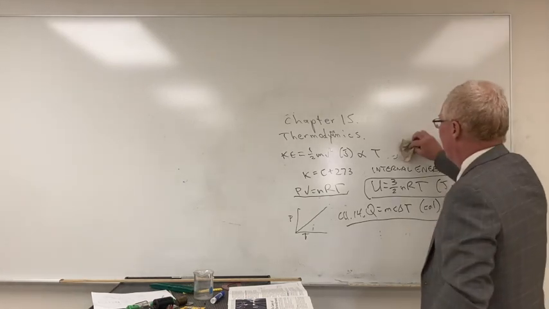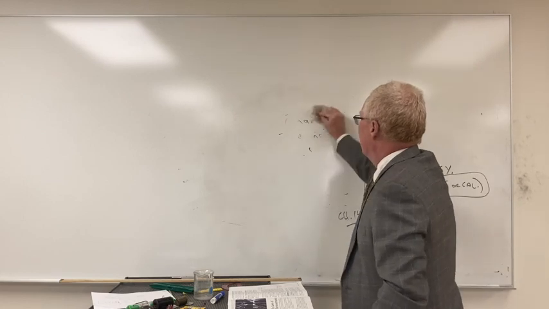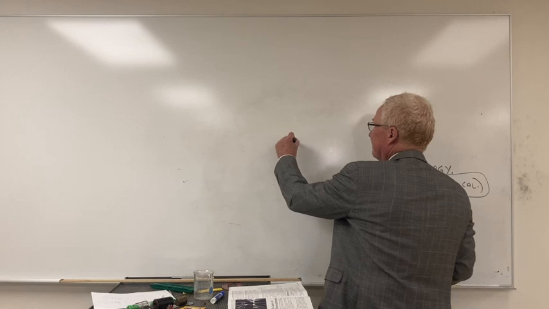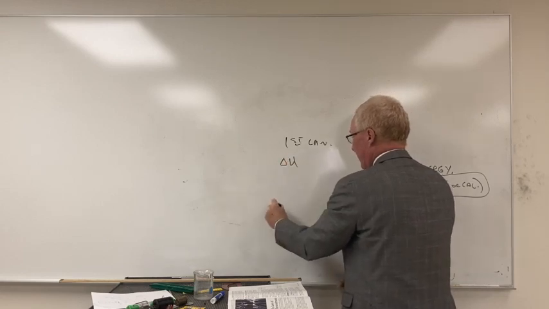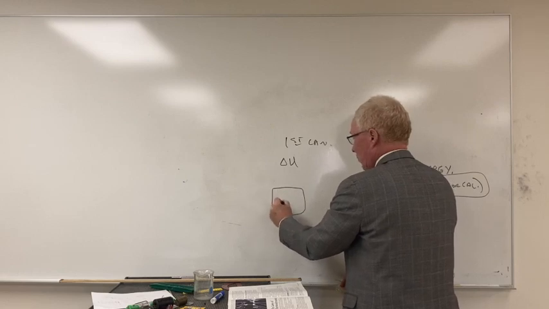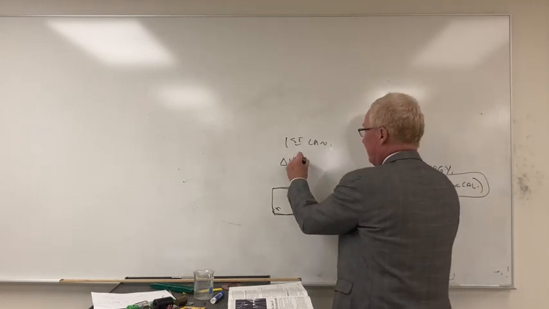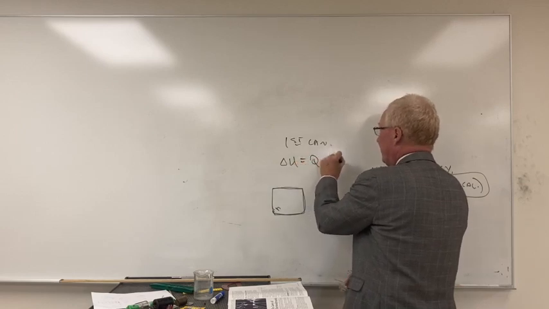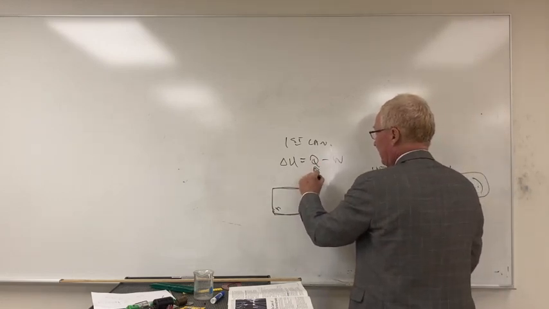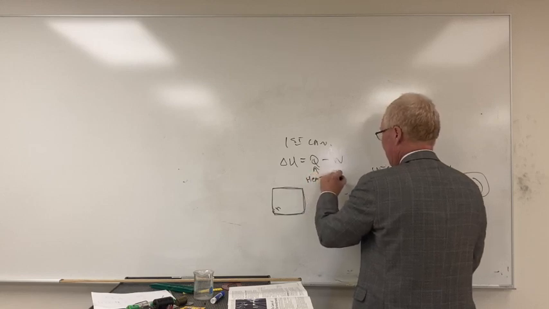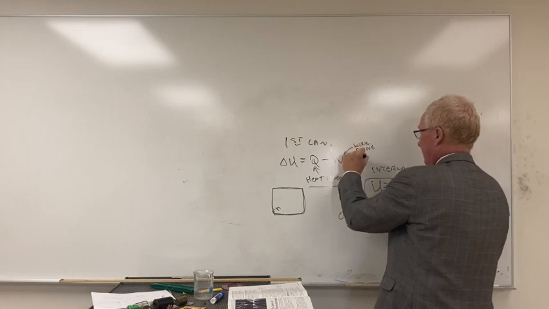So now we're going to deal with what we call the first law of thermodynamics, and this is delta U. If we have a container of some sort that has a number of moles of gas and it's sealed, the change in internal energy of the gas will depend on Q minus W, where U is the internal energy, Q is heat added, and W is work done by the gas.